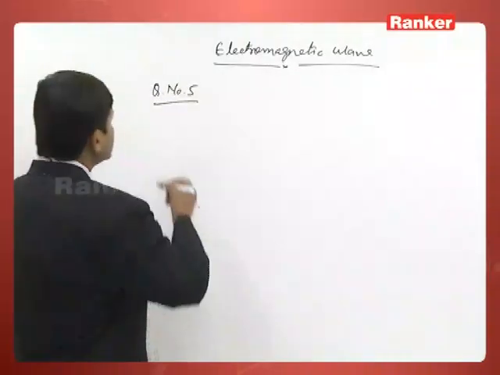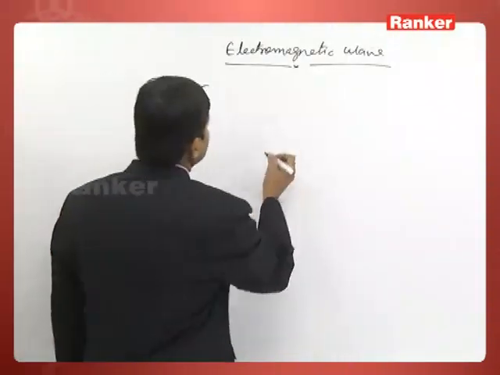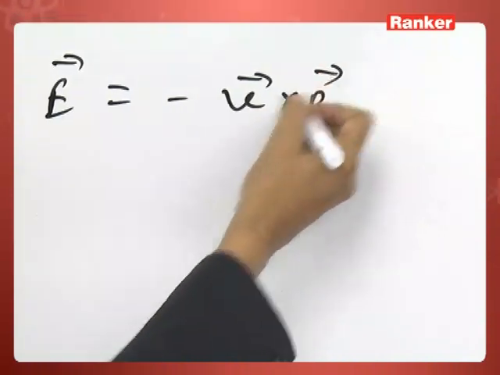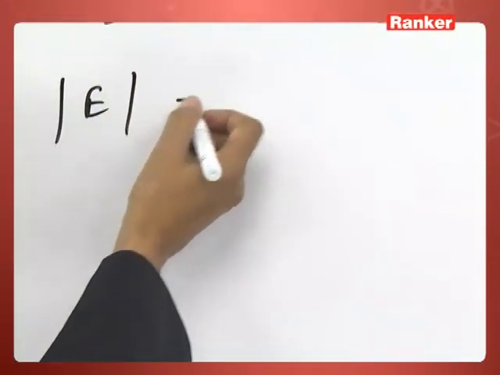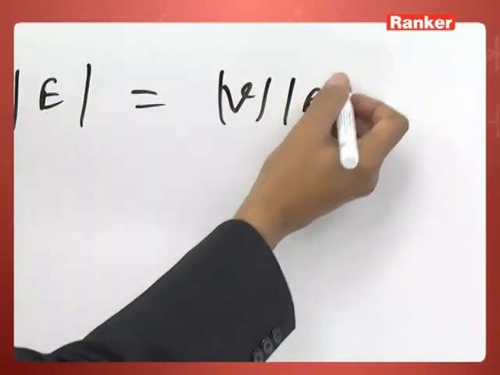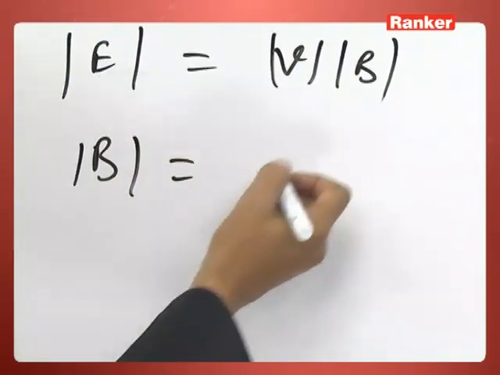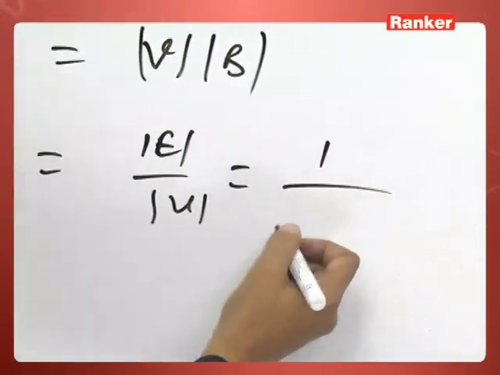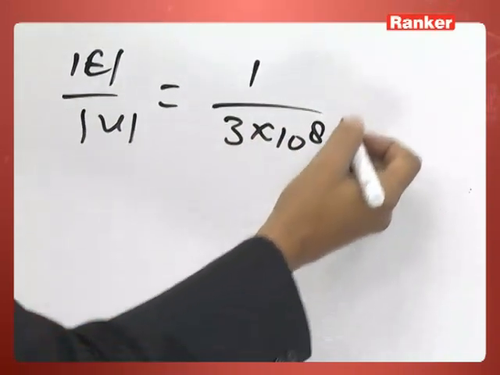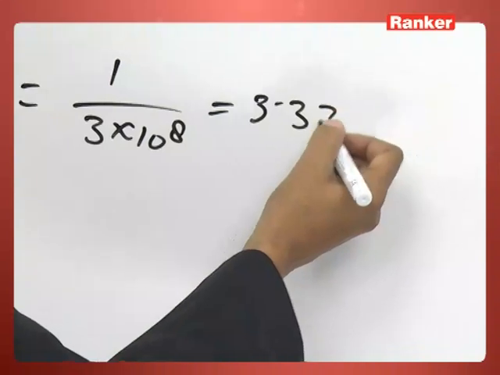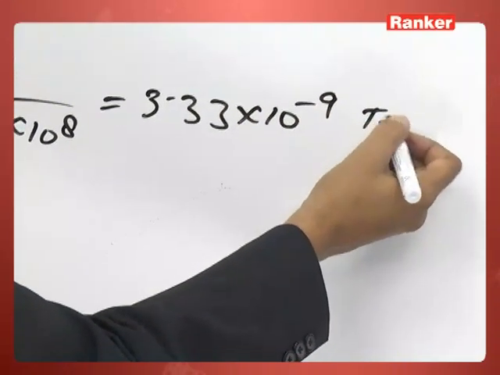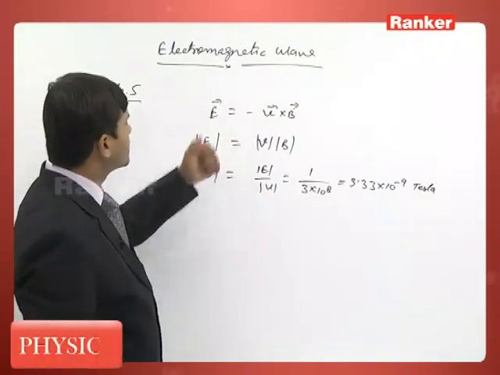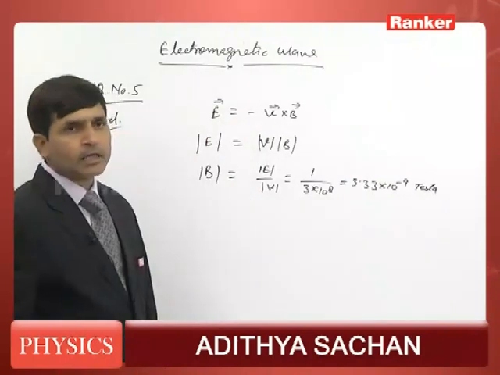See, as we defined earlier, the relation between electric field and magnetic field is written like this. When we are talking about the magnitude, there is no issue. The magnitude is the electric field divided by the velocity. Electric field is given as 1, velocity of the electromagnetic wave is 3 × 10^8. This becomes 3.33 × 10^-9 Tesla. This is the magnitude. Now, if we are talking about direction, we can get it by the cross product.